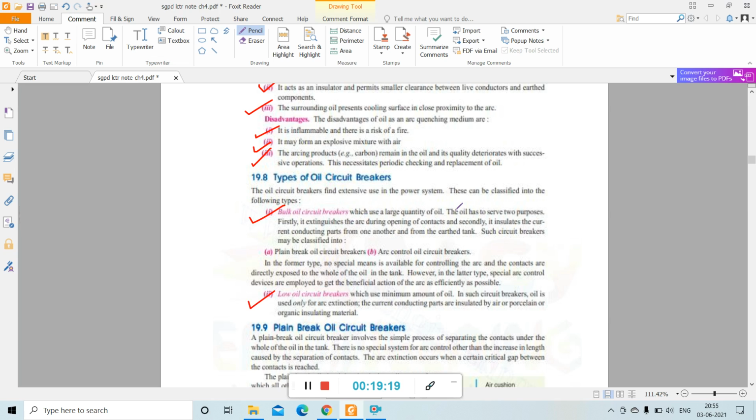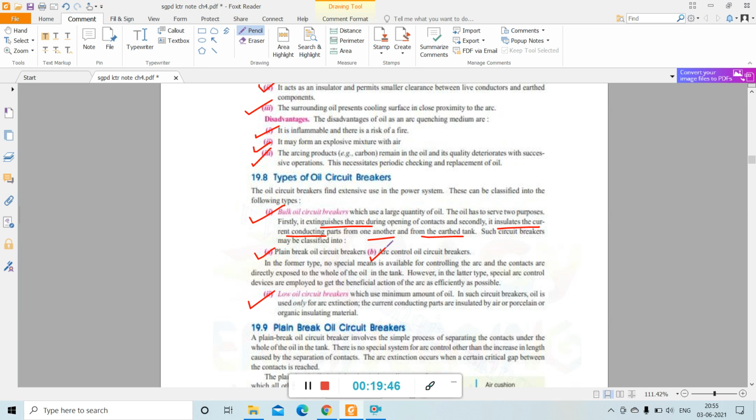So in a bulk oil circuit breaker, see, the oil serves two purposes. First, it extinguishes the arc during opening of contact, and secondly, it insulates the current conducting parts from one another and from the earthed tank. Okay, so this bulk oil circuit breaker is again classified into plain break oil circuit breaker and arc control oil circuit breaker.